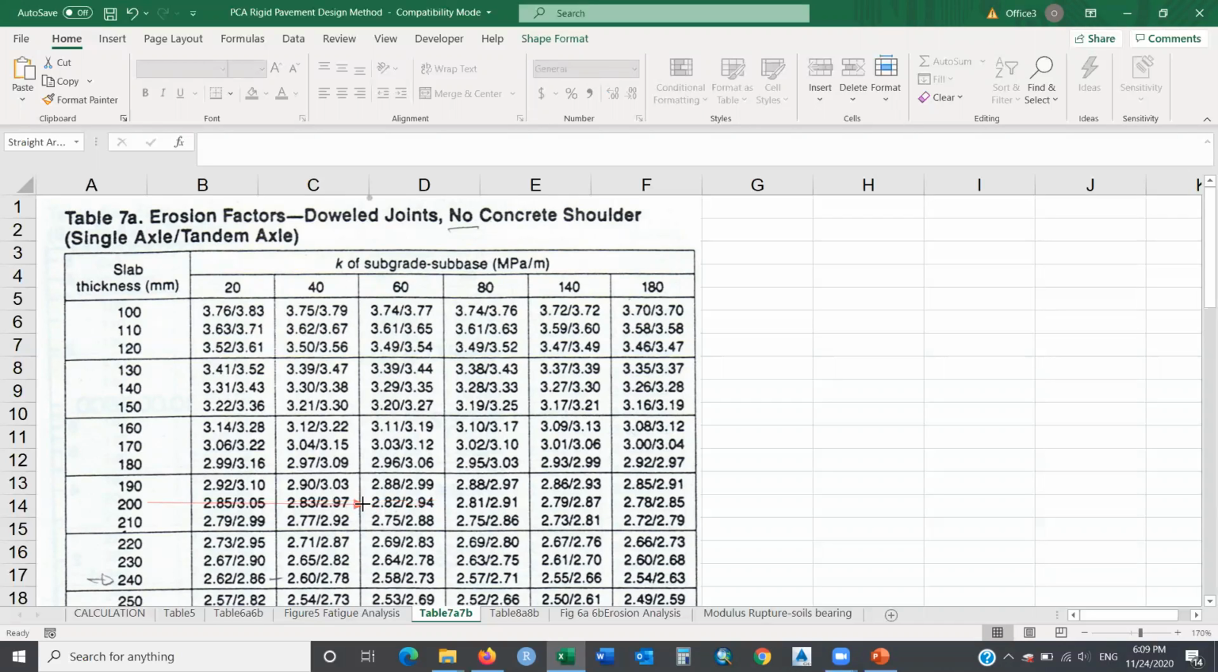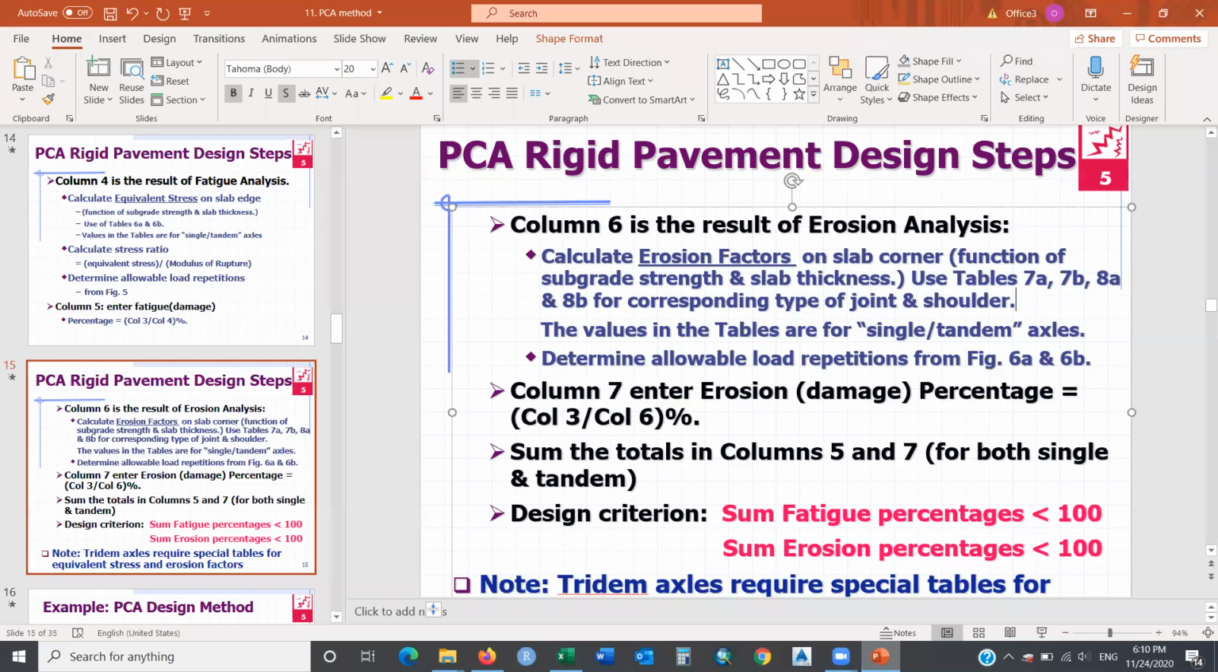When you have a midpoint value like 70, your single erosion factor is somewhere between 2.81 and 2.82, so it's 2.815. And for tandem is somewhere between 2.91 and 2.94. So it is probably 2.92, 2.93, 2.925 probably. But it depends how far you are, right? So you interpolate. So you estimate your erosion factors. And then in column 7, you enter the erosion damage that you are gonna be reading from figure 6A and 6B.